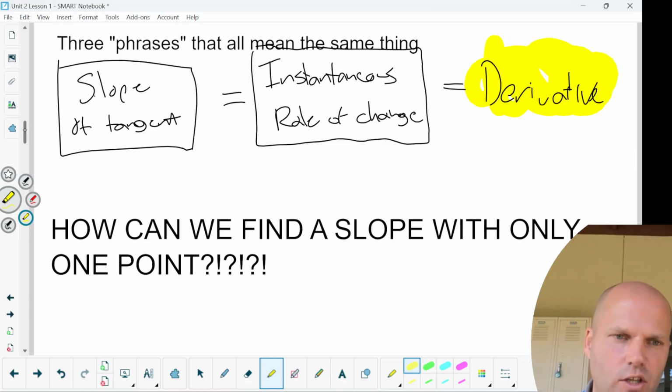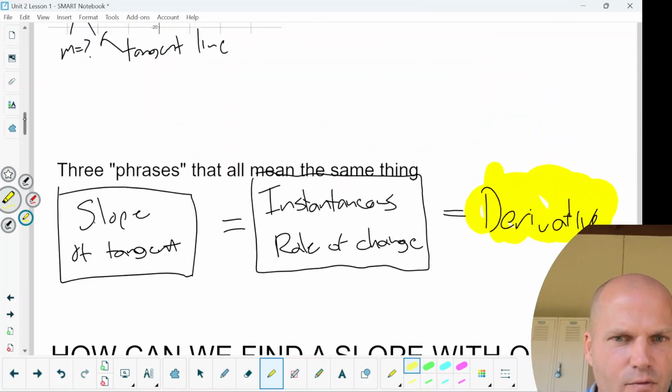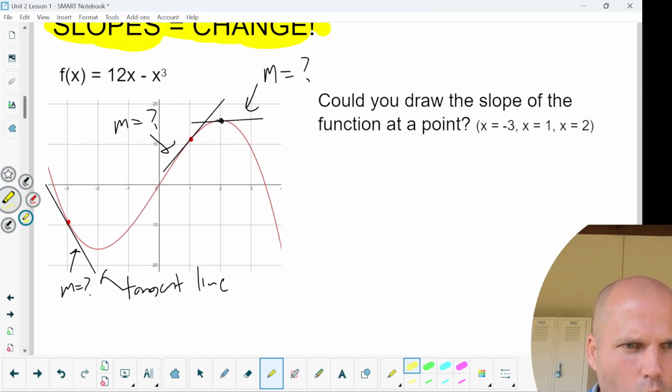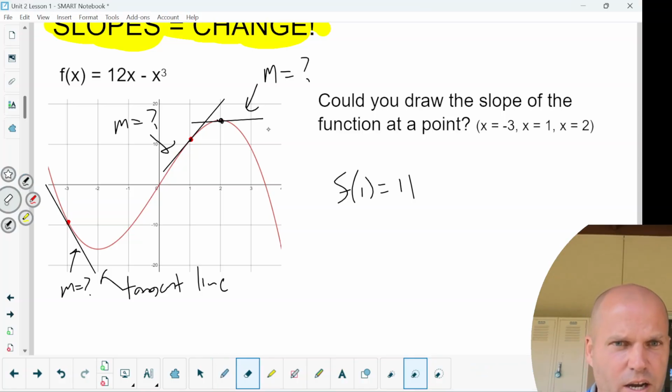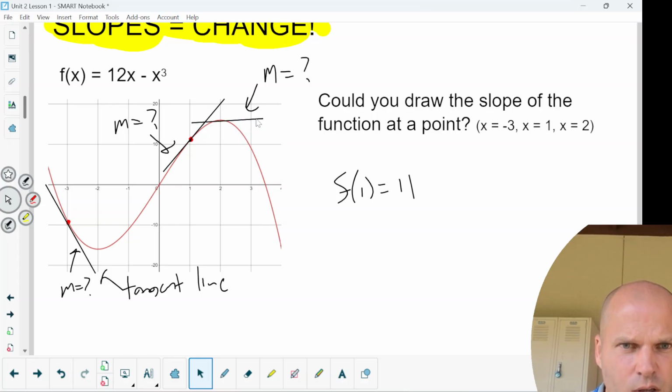But here's the problem. How can we find a slope if we only have one point? So for example, we have this point 1, and if I plug in 1, I get 11. So we know f of 1 equals 11. I'm going to focus my attention at x equals 1 so we can throw these other lines away. How can we find the slope at one point?